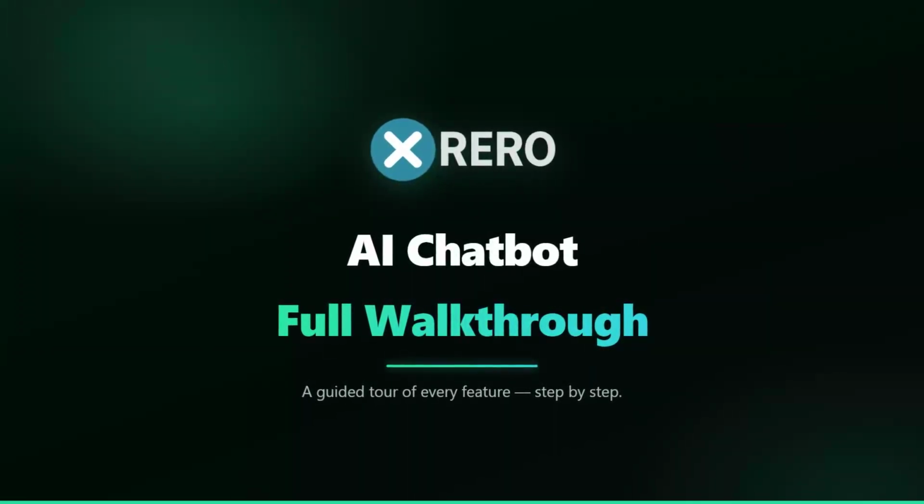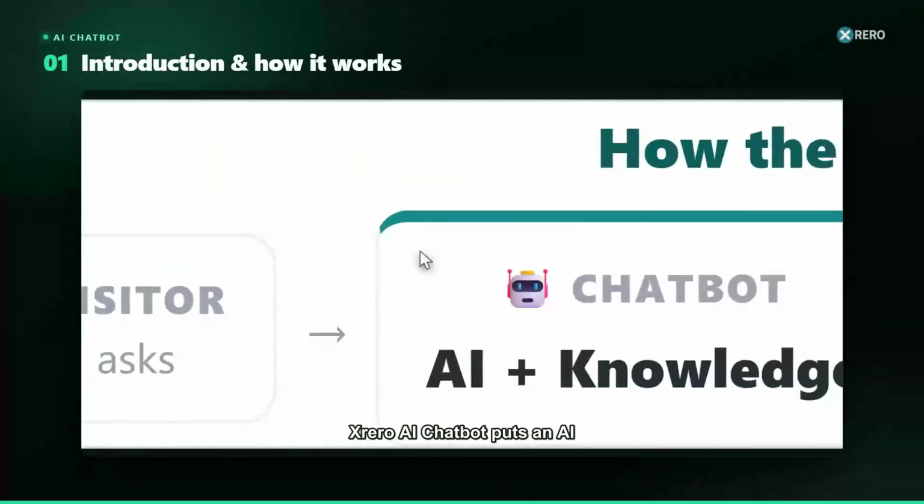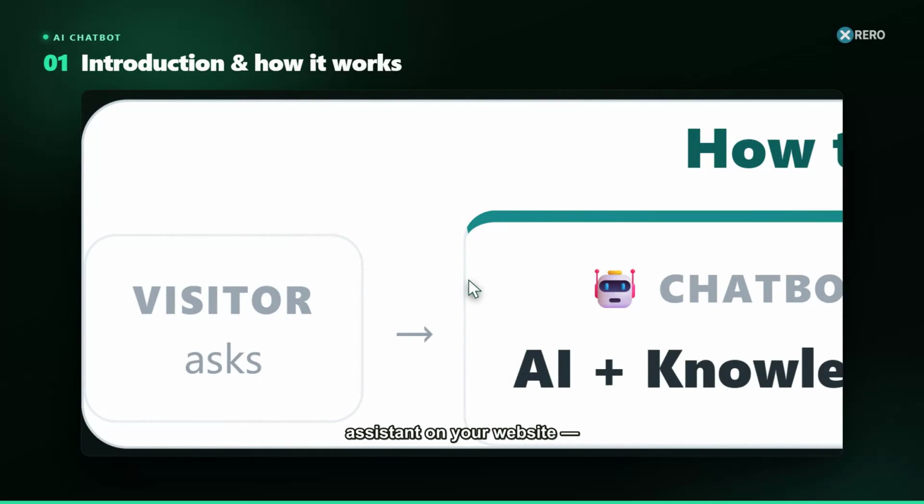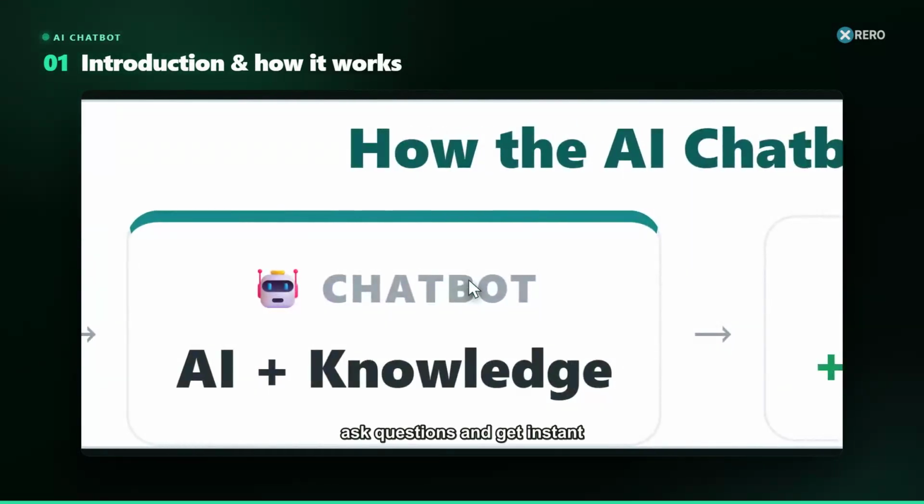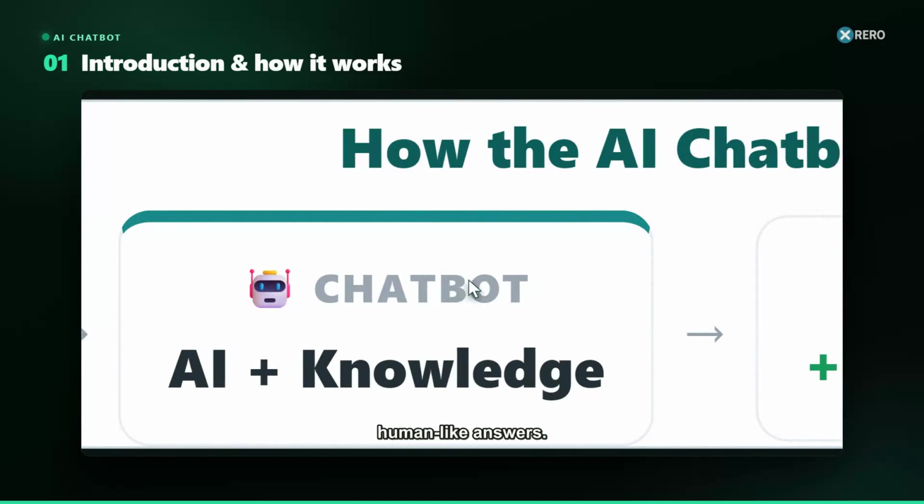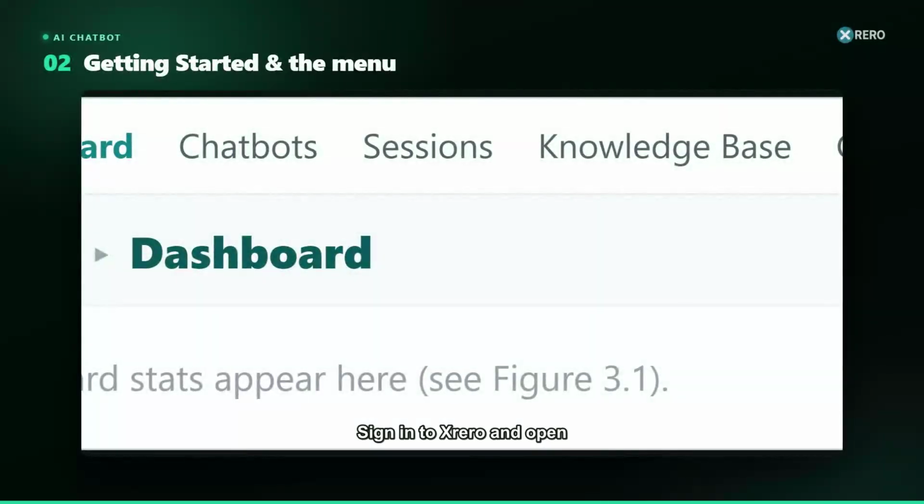Let's dive in. Xrero AI Chatbot puts an AI assistant on your website. A chat bubble visitors click to ask questions and get instant, human-like answers. Sign into Xrero and open AI Chatbot from the Apps menu.